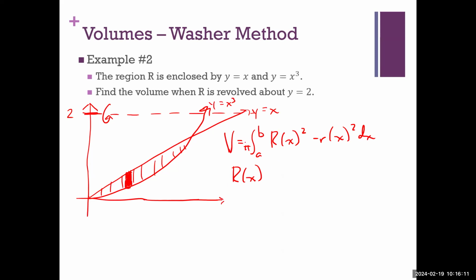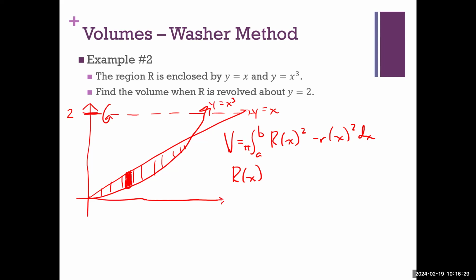Why is it the curve? Why is it the curve and not the straight line? Because in this case, we're rotating around the line that's above it, y equals 2. So yeah, we're rotating around y equals 2.